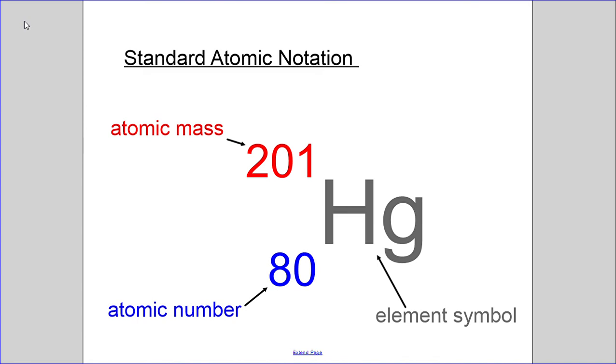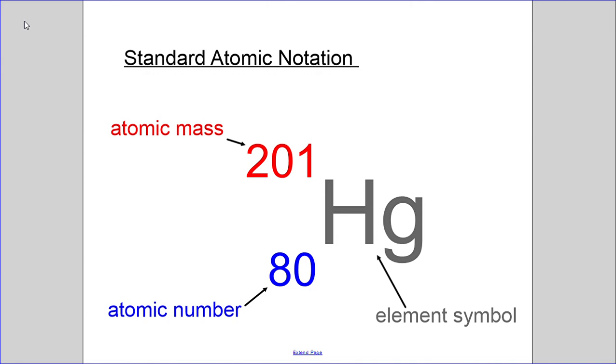In the top left corner is the atomic mass. In this case we have mercury, and mercury's atomic mass is given a value of 201, so that's the rounded value. In the bottom left-hand corner is the atomic number, which is 80 for mercury. If I know the standard atomic notation, I can answer all of the other questions, because the atomic number tells me the number of protons and the number of electrons. And when I subtract atomic number from atomic mass, I end up finding the number of neutrons.